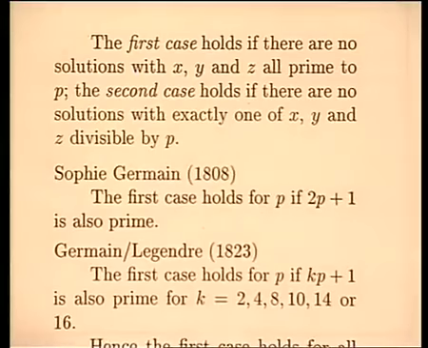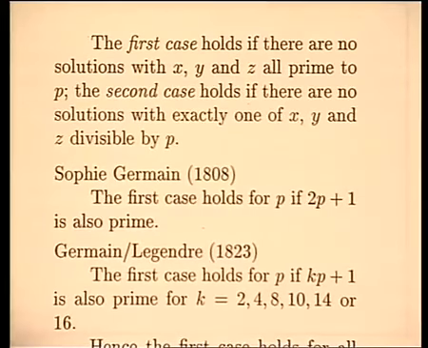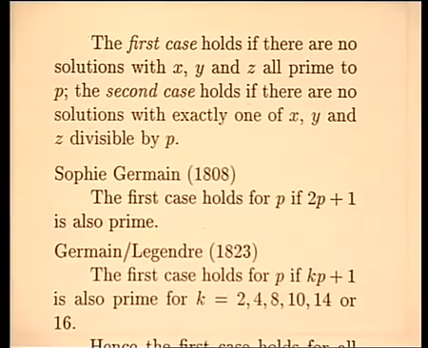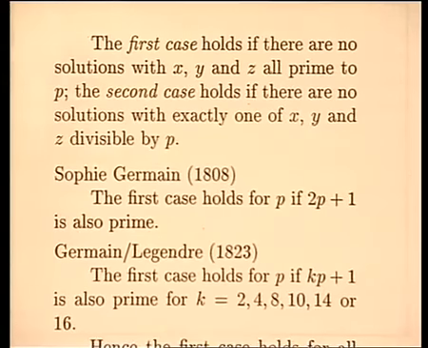We shall say that the first case holds if there are no solutions in which x, y, and z are all prime to p, and that the second case holds if there are no solutions with one of x, y, and z divisible by p. So Fermat's last theorem will hold if it holds in both the first and the second case.